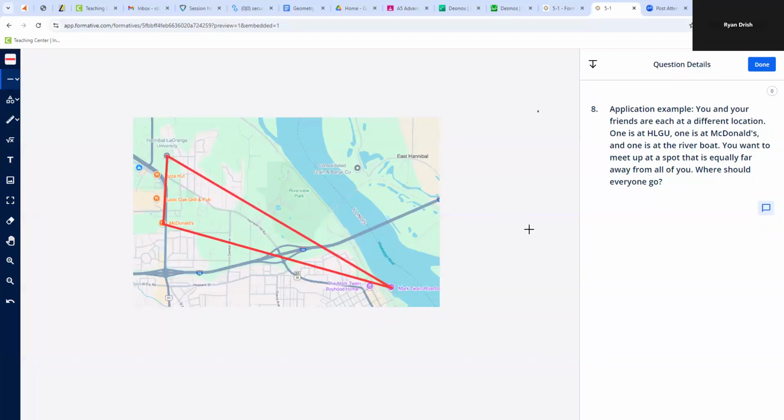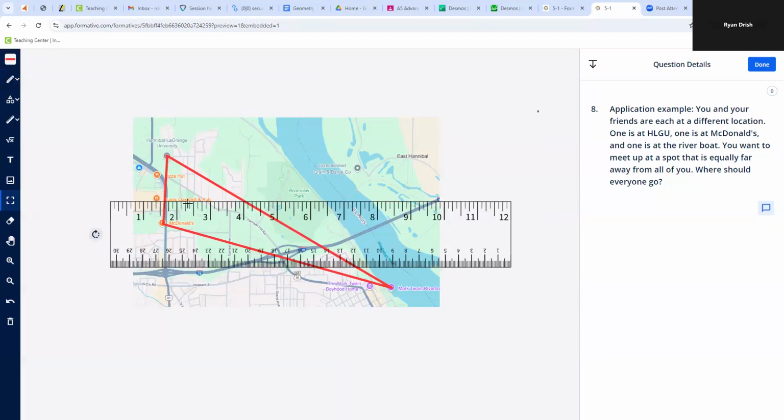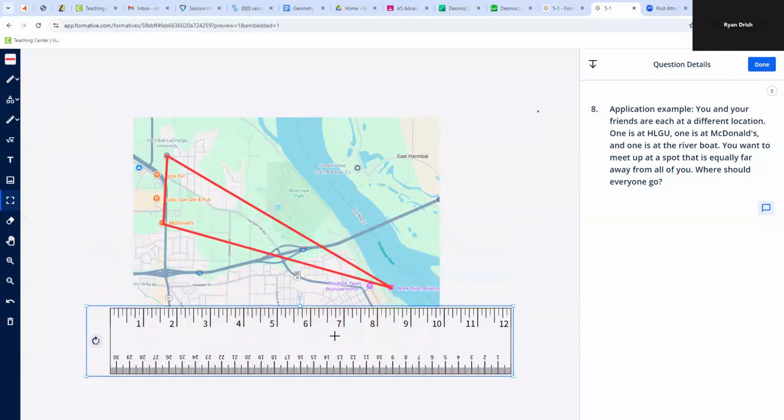And we are curious. We all want to meet up an equally far away distance. Now, there's only one point on the whole world that is equally far away from these three locations, and that would be the circumcenter. So what this question is actually asking us to do is find the circumcenter. And we're going to do that as closely or as accurately as we can, which in class will be easier.